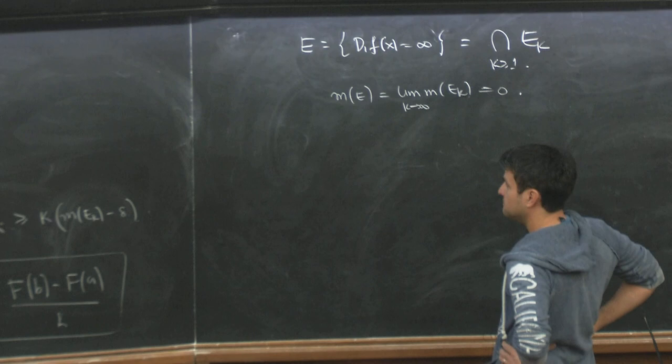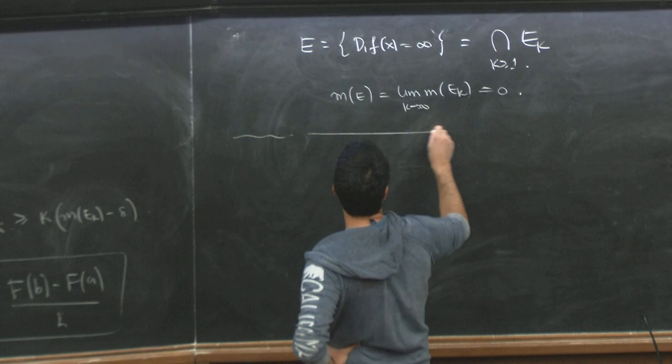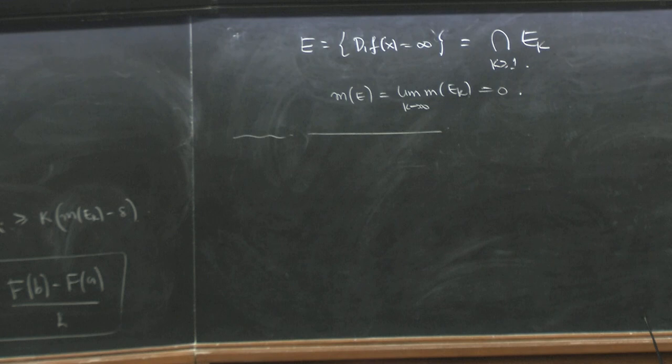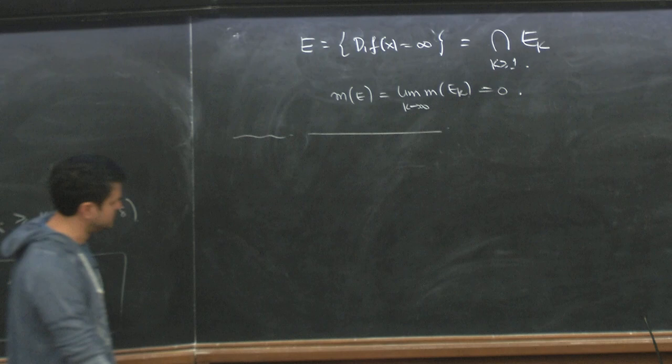So therefore, you prove that almost everywhere, these guys are finite. Okay, these guys are finite. Let me go to step 2.